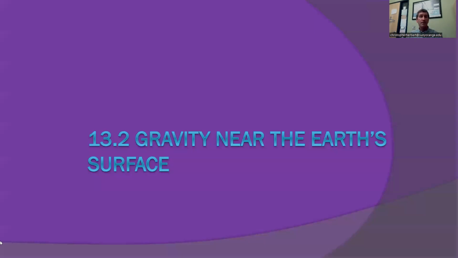This section is called Gravity Near the Earth's Surface. And it's a little misleading, because the main point of this section is really to look at gravity as a vector field. Now, we're going to have a little bit of fun here, but we're looking at gravity as a vector field.